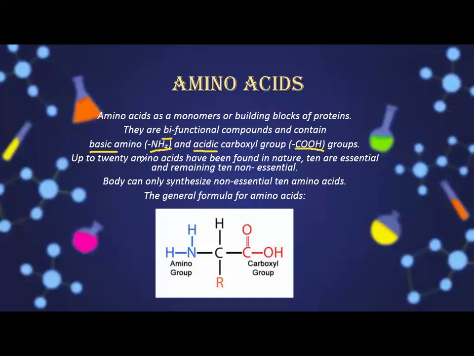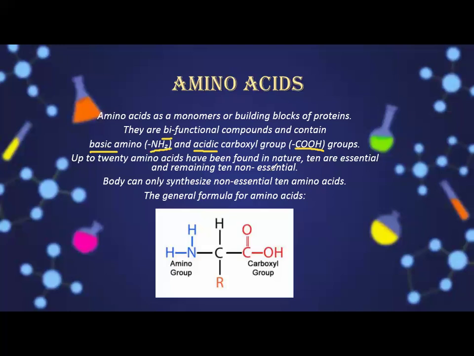Up to 20 amino acids have been found in nature. Ten are essential and the remaining are non-essential. In nature we have discovered 20 different amino acids, and among these, 10 are essential and the other 10 are non-essential. Remember that our body can only synthesize the non-essential amino acids by natural processes.